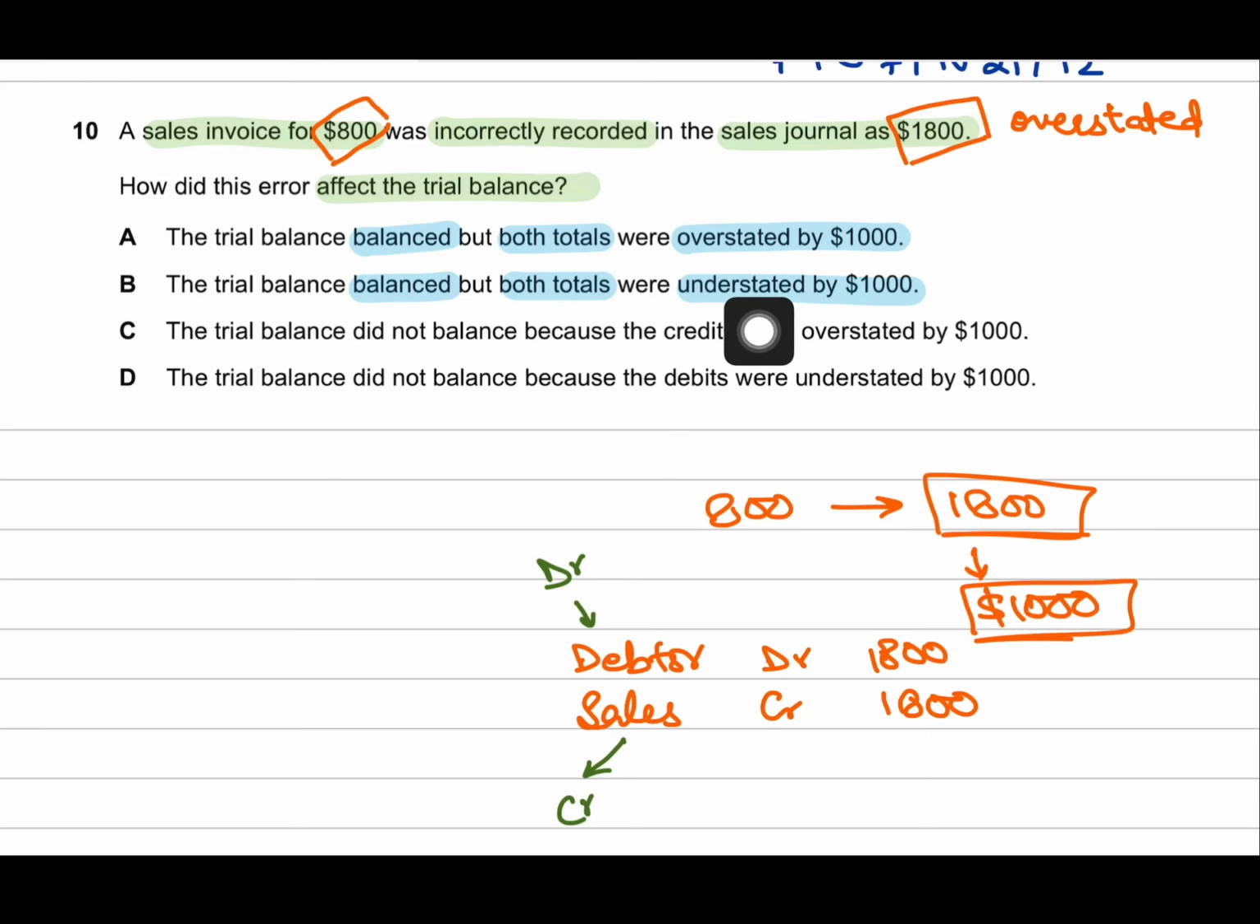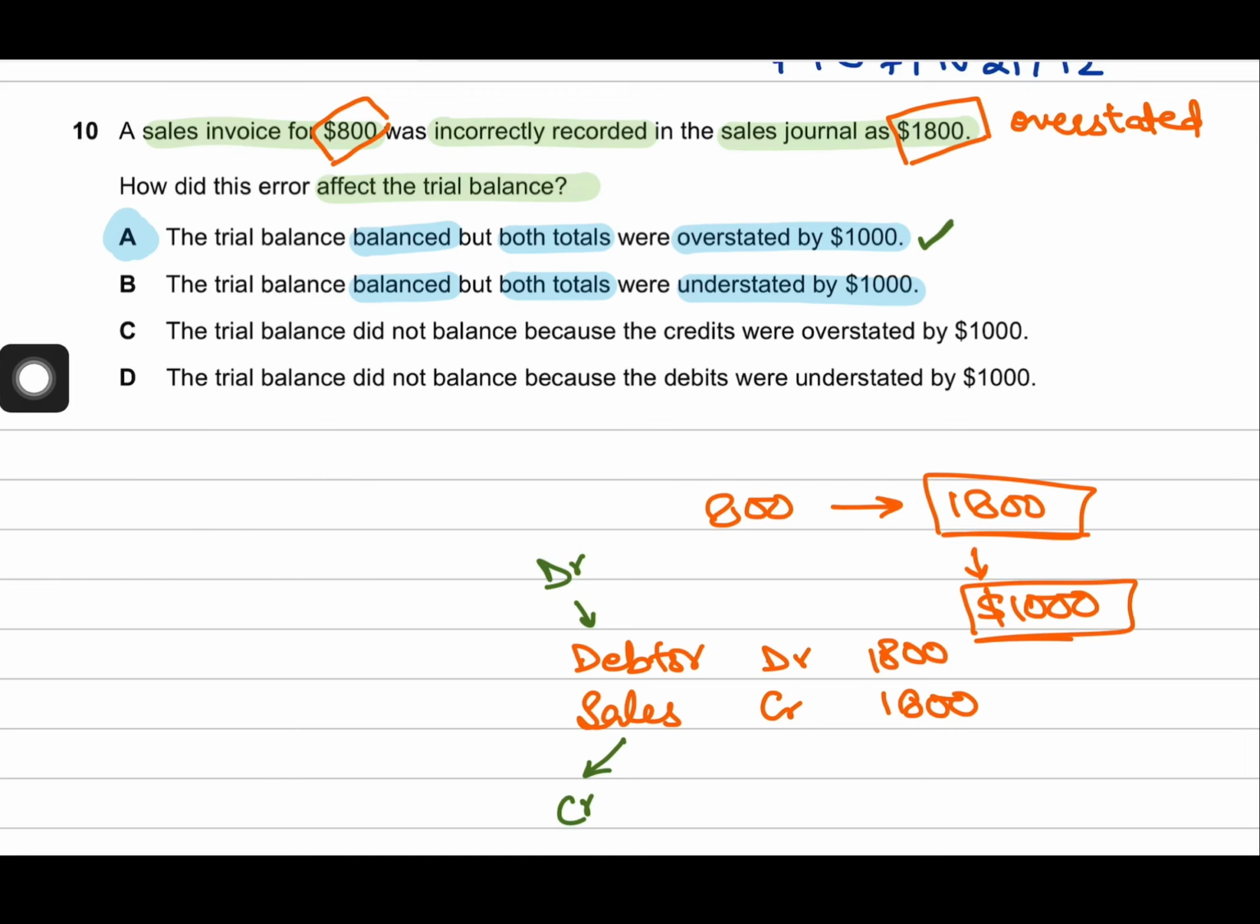So is option A right or option B right? Option A is correct, because right now more has been recorded on both sides. How much more? $1,000 more. 800 was the actual value of the transaction. This should have been recorded, but by recording it as 1800, I have recorded more on both sides. So option A is correct. Option B can't be correct because it says understated. It would have been understated if this value was lower than the actual value of the transaction.